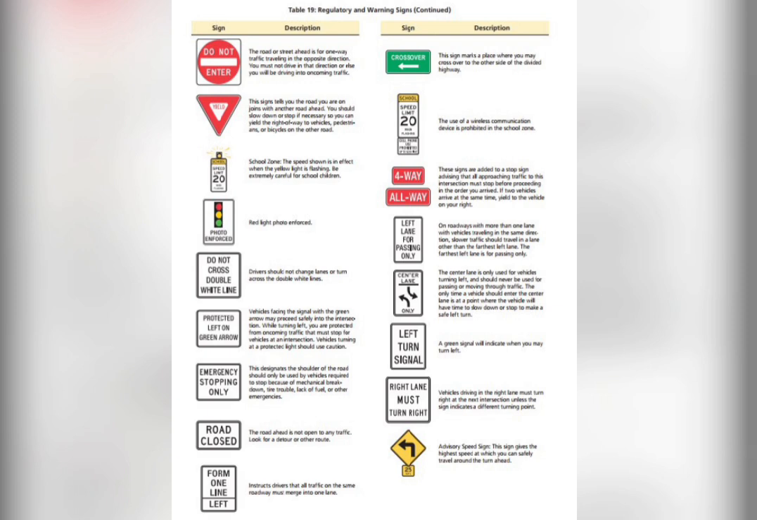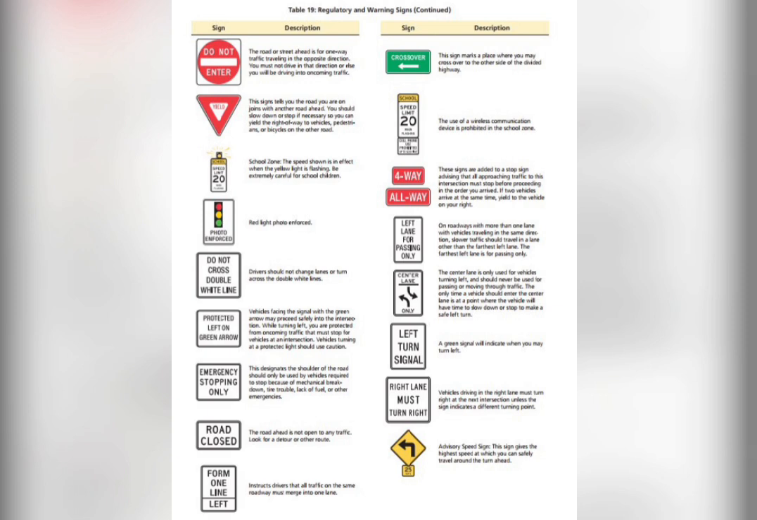Table 19. Regulatory and warning signs continued. Sign description. The road or street ahead is for one way. Traffic traveling in the opposite direction. You must not drive in that direction or else you will be driving into oncoming traffic. This sign tells you the road you are on joins with another road ahead. You should slow down or stop if necessary so you can yield the right-of-way to vehicles, pedestrians, or bicycles on the other road.